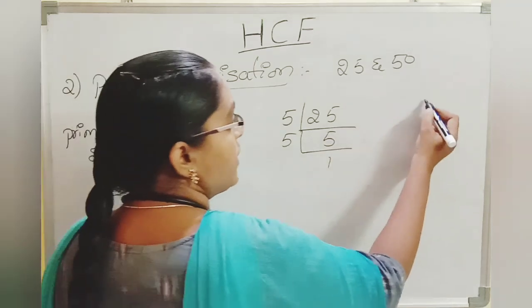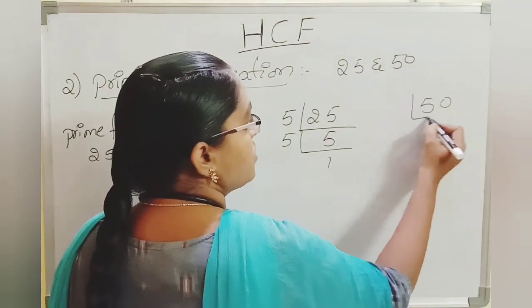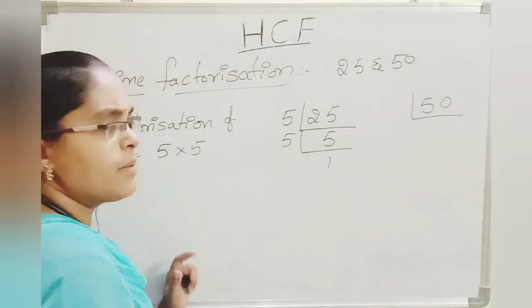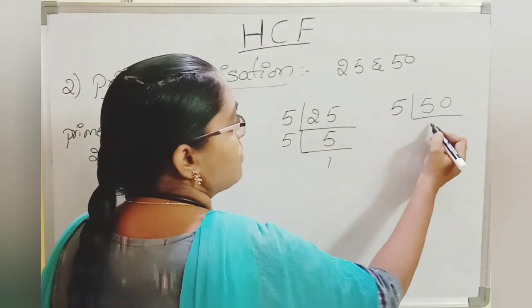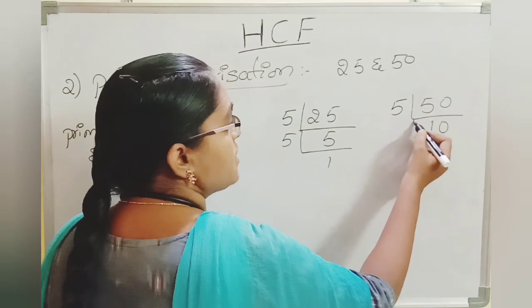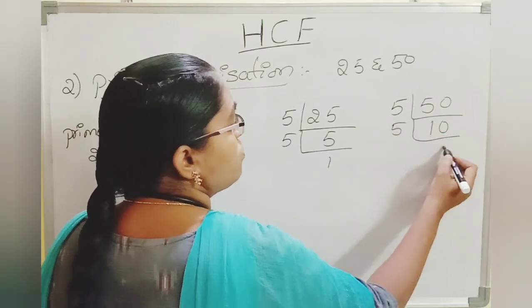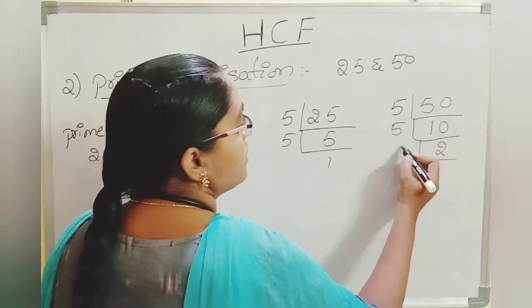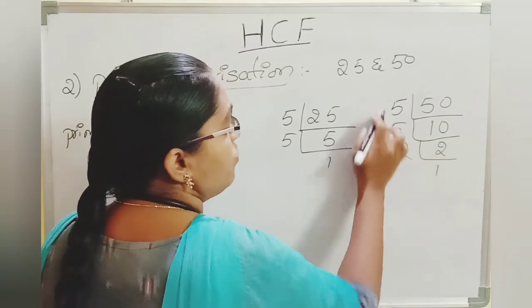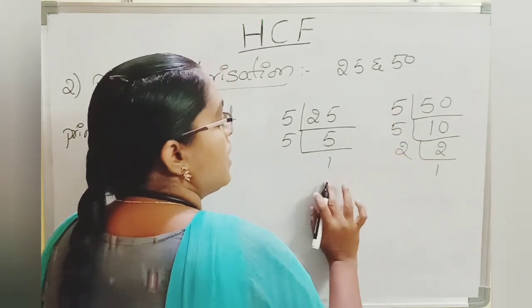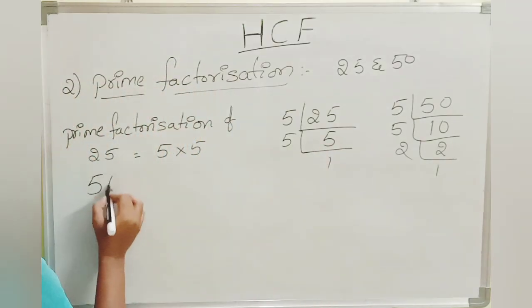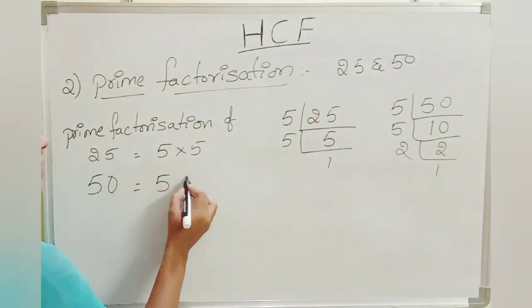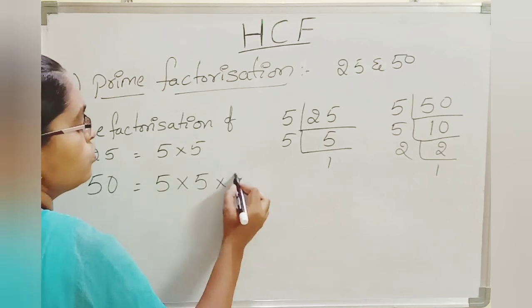Now find the prime factorization of 50. Here also we need to use only prime numbers. Whichever is easy for you, you can take either 2 or 5. I am taking 5 because 5 tens are 50, it is easy for me. And then 5 2s are 10, and then 2 1s are 2. We need to get prime numbers only, and we do this process up to 1. So the prime factorization of 50 is nothing but 5 into 5 into 2.